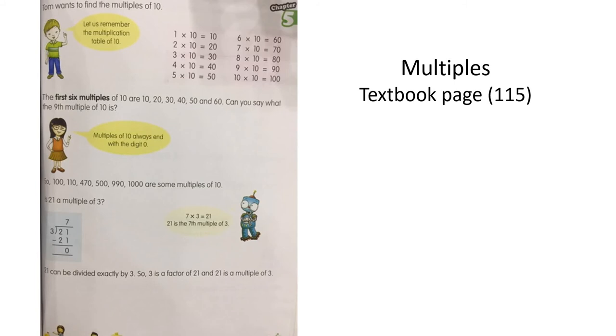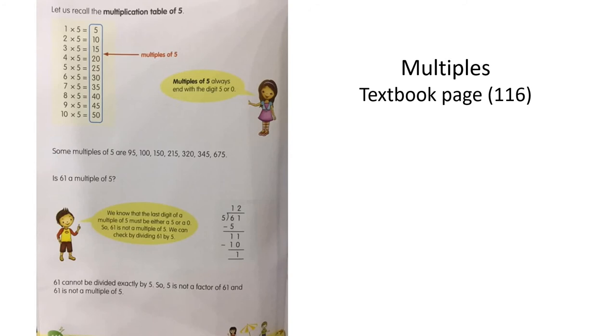So you find 21, yes, when you multiply it with 7. So it's a multiple of 3 because you find that number when you multiply it with 7, which is a whole number. 21 can be divided exactly by 3. So 3 is a factor, 7 is a factor of 21. Both of them are factors of 21. 21 is a multiple of 3 and a multiple of 7.